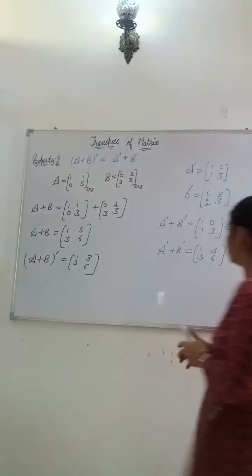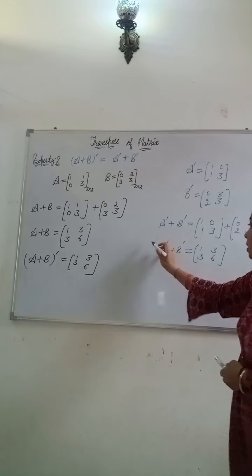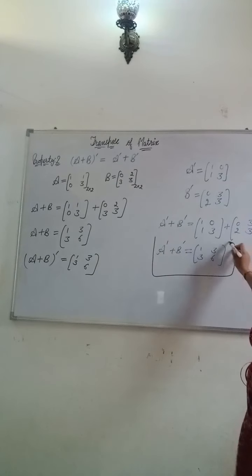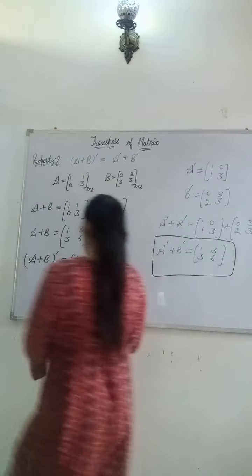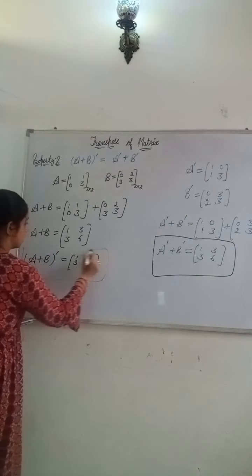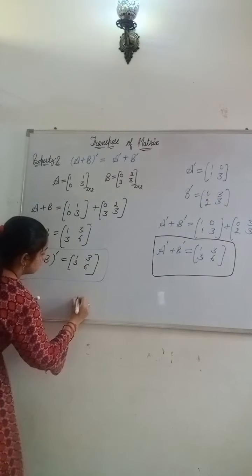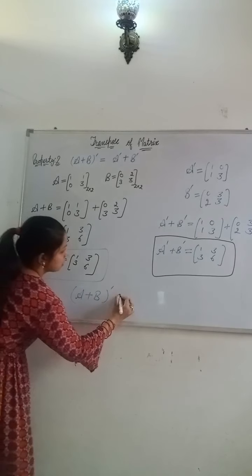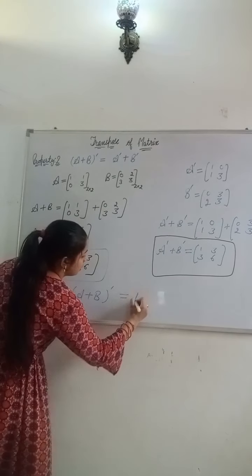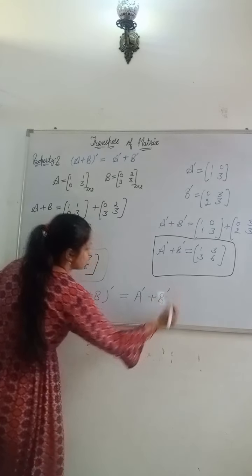Here you can see this is equal to this one. So from this we can say A plus B whole transpose is equal to A transpose plus B transpose. That's it.